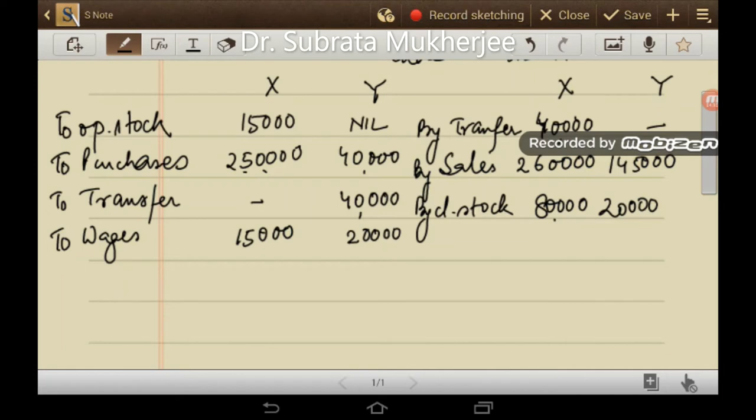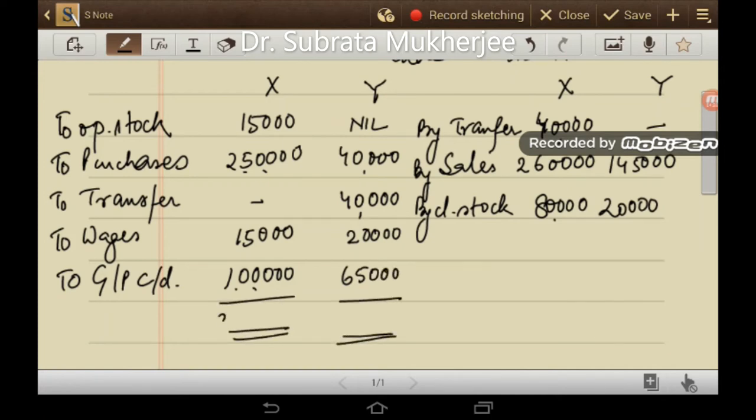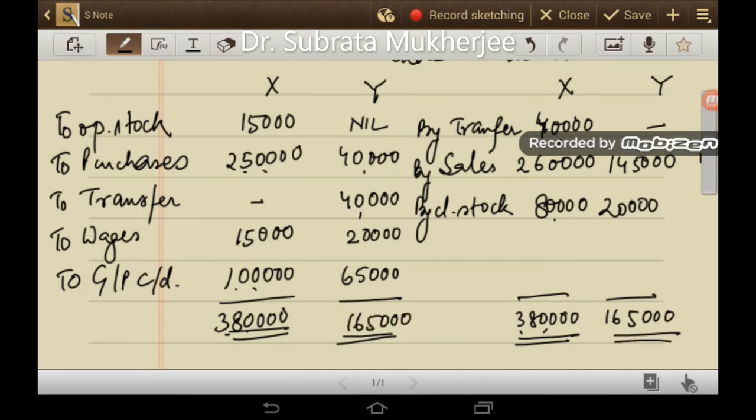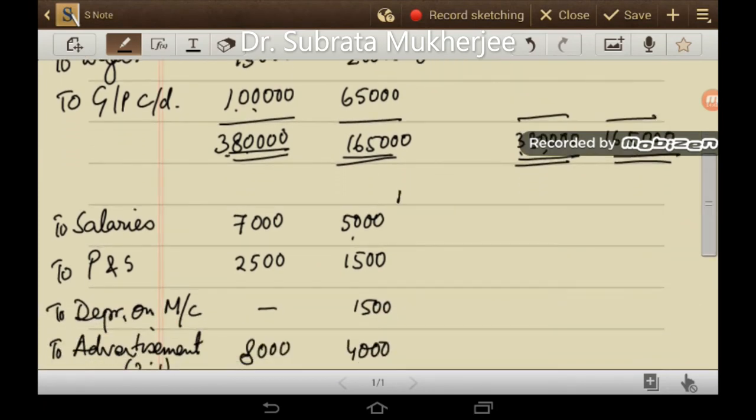Let me close it and find out the value of gross profit, to gross profit c/d. This will be 1 lakh in case of department X, and in case of department Y this will be 65,000. This is the balancing figure, and both side totals will be 3,80,000 for department X and 1,65,000 for department Y. This gross profit will be brought down in your PL account, by gross profit b/d, 1,65,000 for department Y.